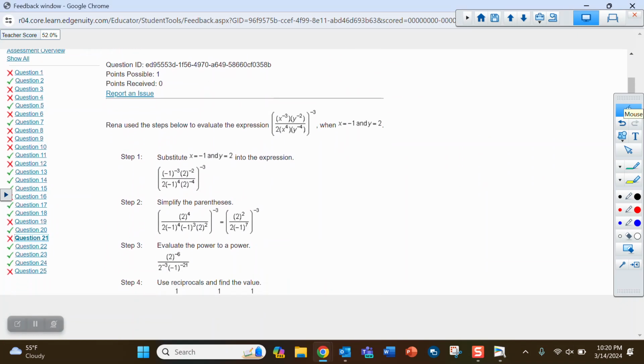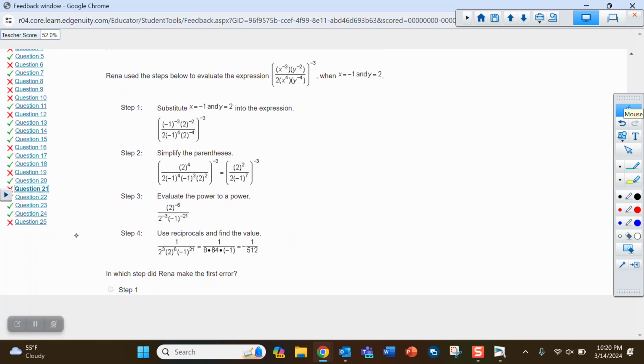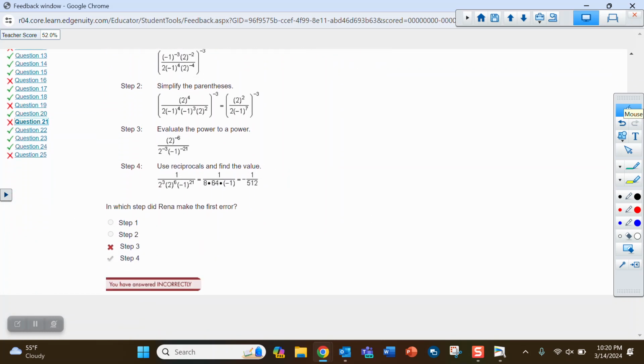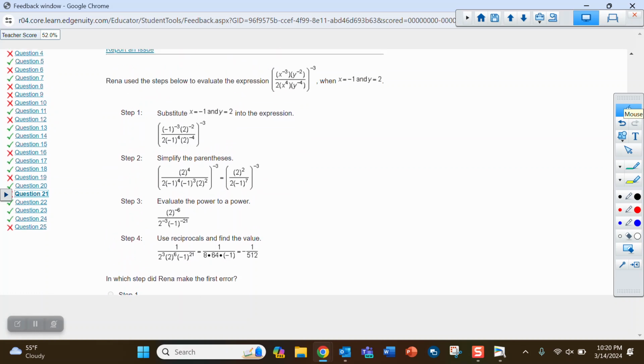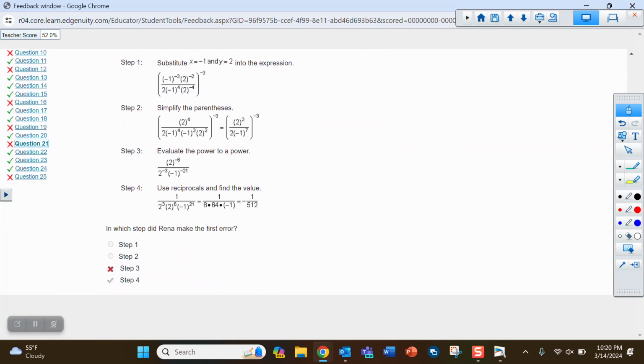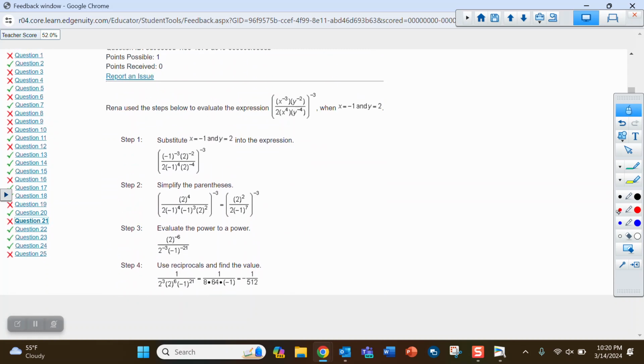We're going to use the steps below to evaluate the expression. What step did she make her first error? Oh, of course, all the way down in step 4. Okay, so let's try to figure out what she did. First, she plugged everything in. So negative 1 went in for x, 2 went in for y. So that all looks good.